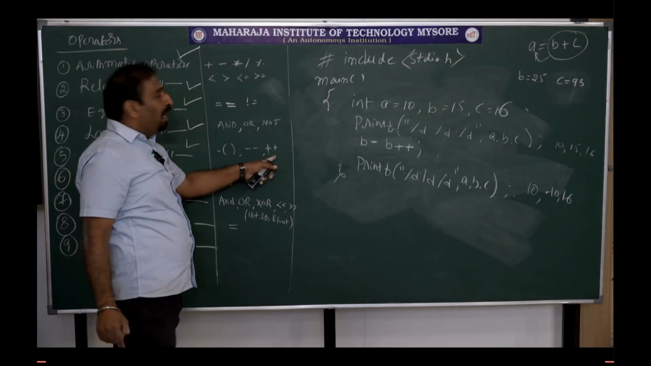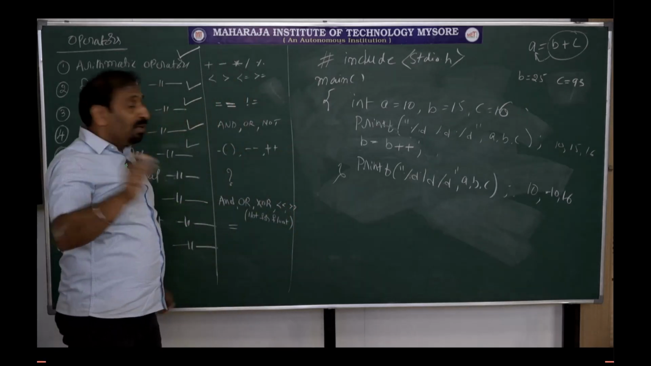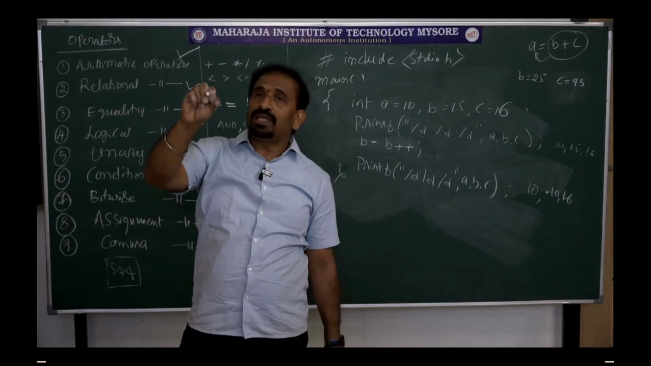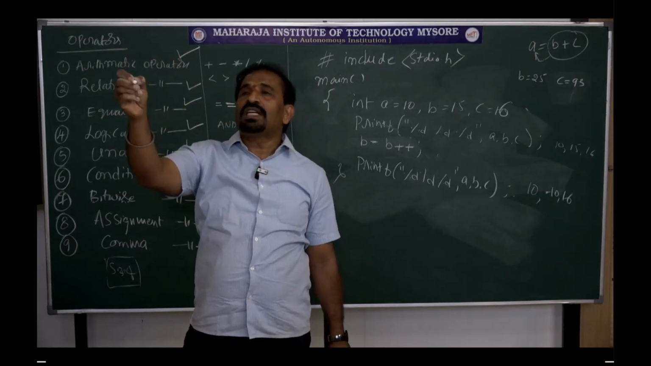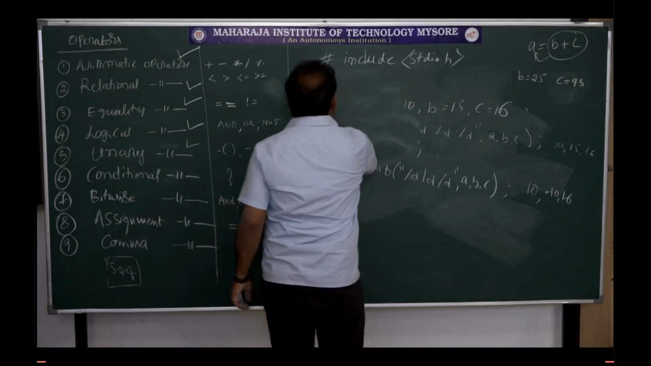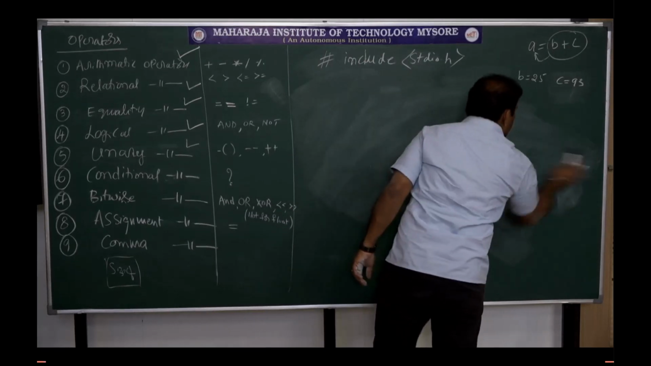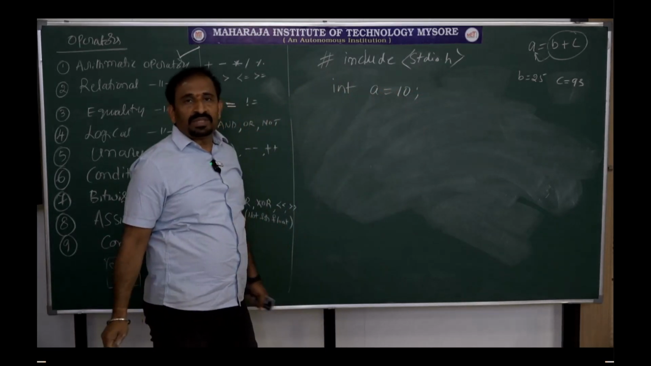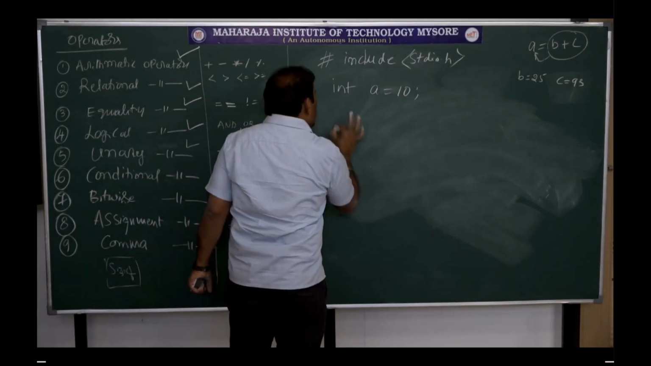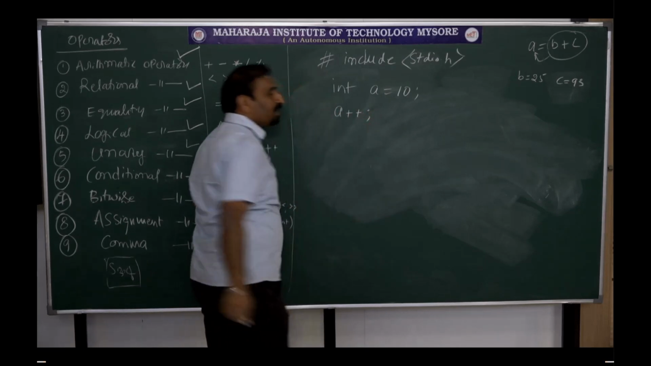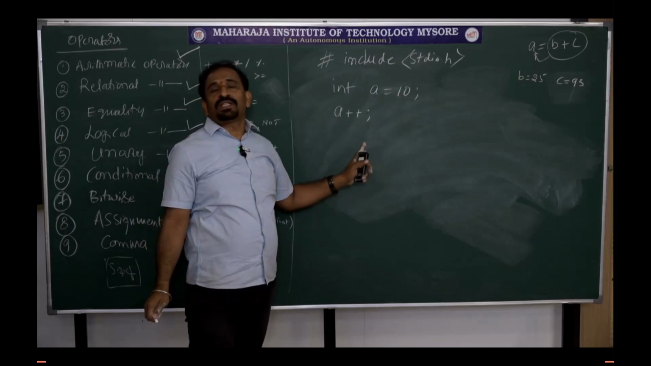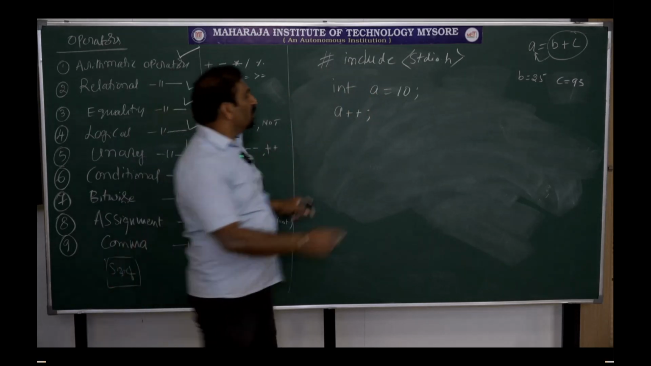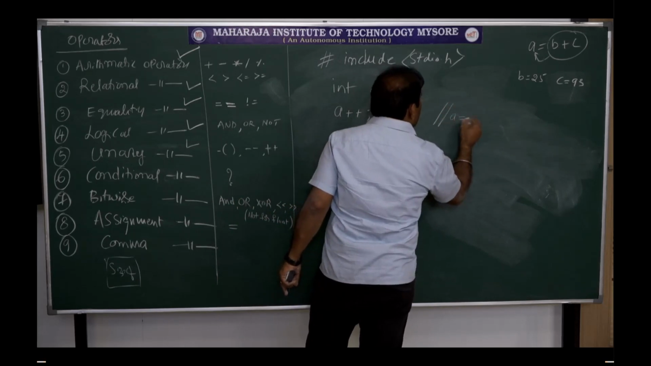Minus minus and plus plus are used on a single operand, but there is a difference if you use the plus plus operator prior to the assignment or after the assignment. We will see these things in detail. Int A is equal to 10. Take this case. When you simply do A plus plus, this is also valid. Now A is incremented by 1. So A becomes 11. At this stage, A is equal to 11.